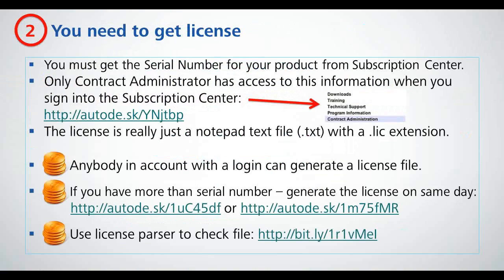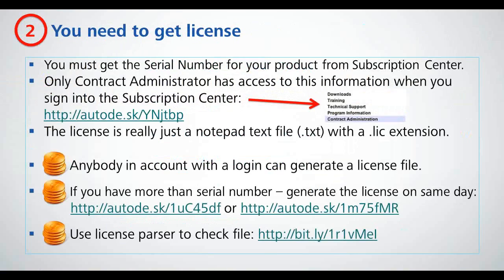Apart from the software, you need to get a license file. You can get that from the Autodesk Subscription Center. You log in with an Autodesk account, and you can generate a license file. By default, the contract administrator has access to see all the serial numbers on the account. They might have given those permissions to other accounts as well. But if you don't see serial numbers, then you'll need to figure out who your contract administrator is, log in with that account, and you should be able to see them all.